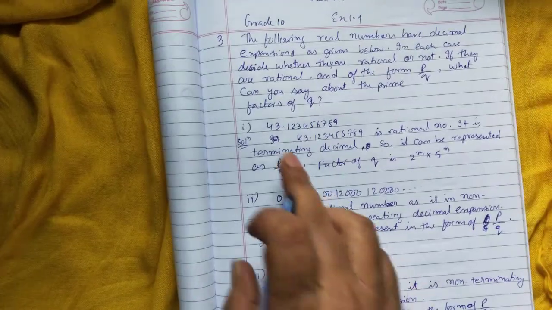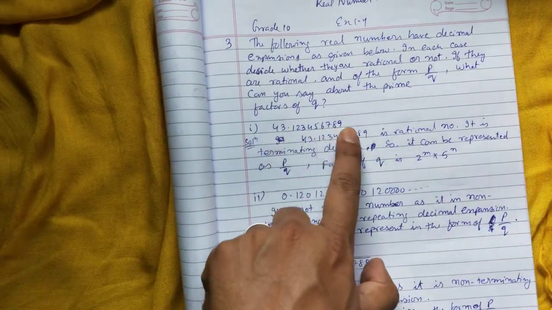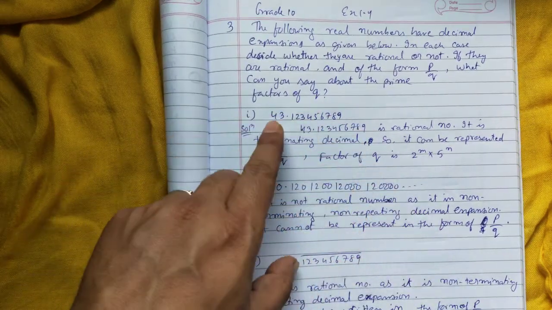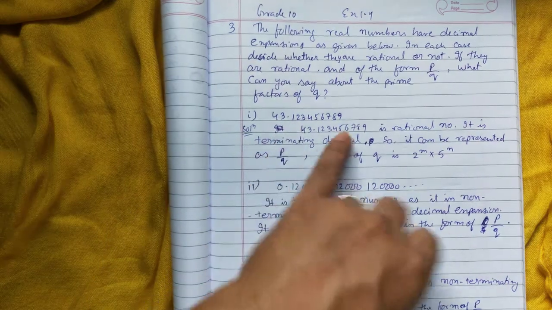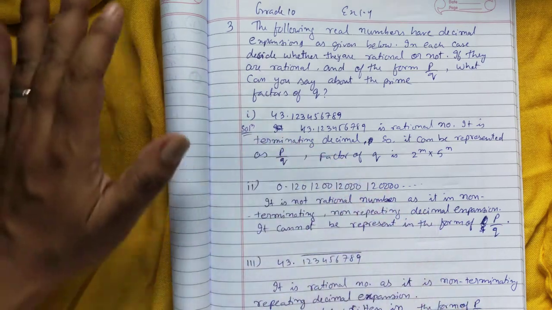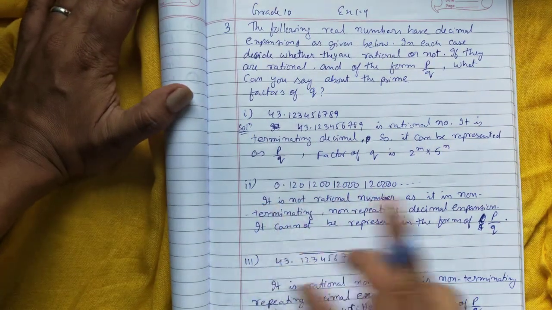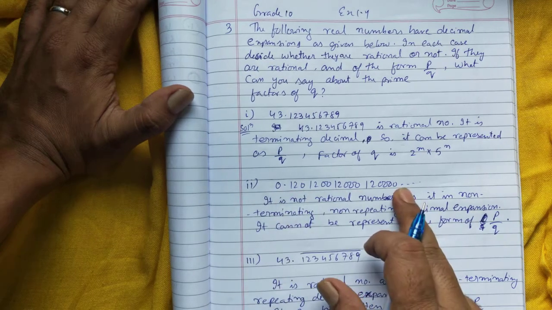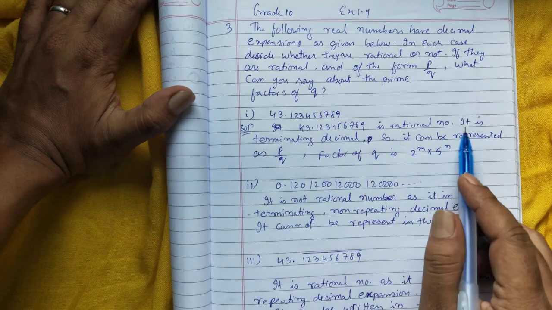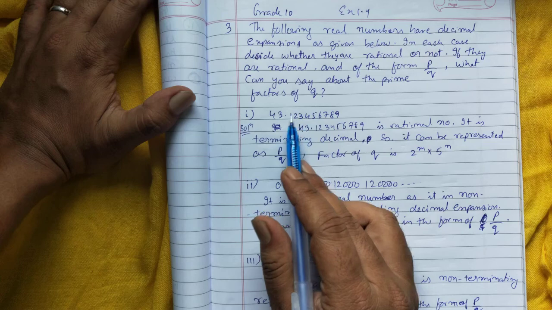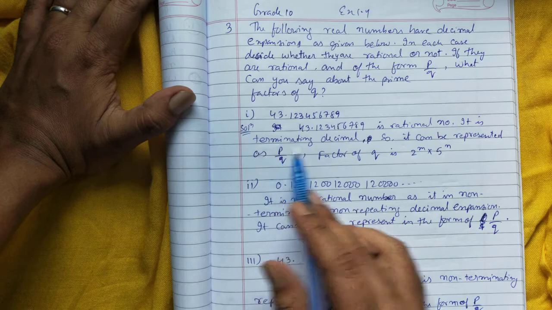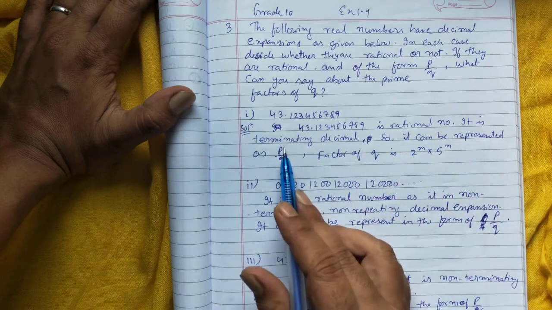Question number 3 is we are going to find whether the given values are rational numbers or not. See, rational number means when you convert into decimal expansion, it is either terminating or non-terminating but repeating. Non-terminating means repeating. But irrational numbers are those numbers that are non-terminating and never repeat. So for this question, it's a rational number because it ends here. After 9, it's not going anymore, so it ends.